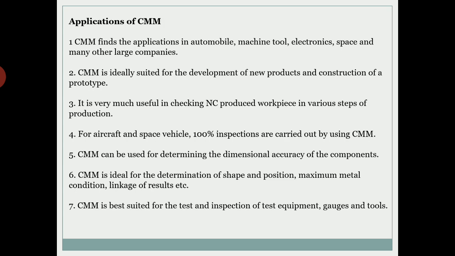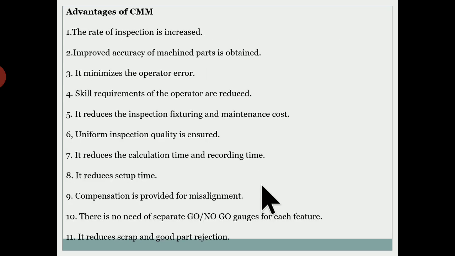CMM can be used for determining dimensional accuracy of components. CMM is ideal for the determination of shape and position, maximum metal condition, linkage of results, etc. CMM is best suited for test and inspection of test equipment, gauges, and tools. These are the application areas of CMM.